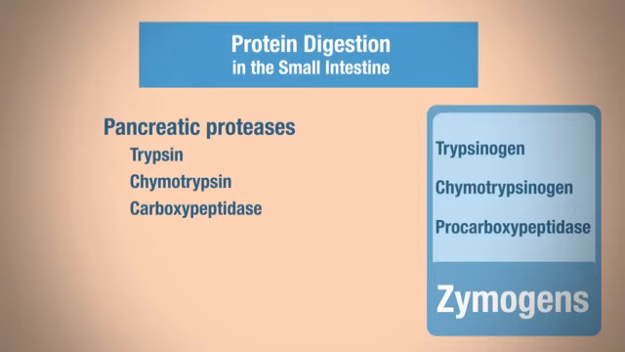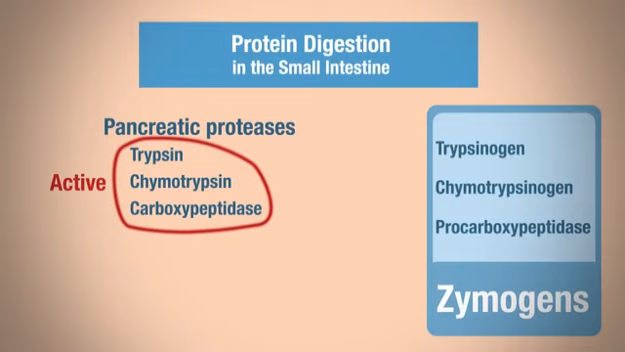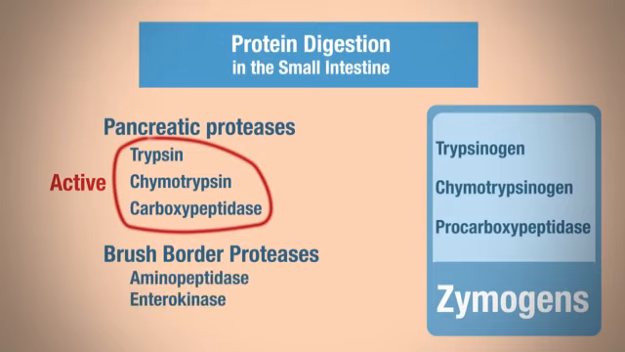The active forms of the enzymes are circled in red for you. These are the active forms, meaning the ones that can catalyze reactions. Then we also have brush border proteases. Brush border proteases are again located in the microvilli of the brush border. We have two groups, aminopeptidases and enterokinase.